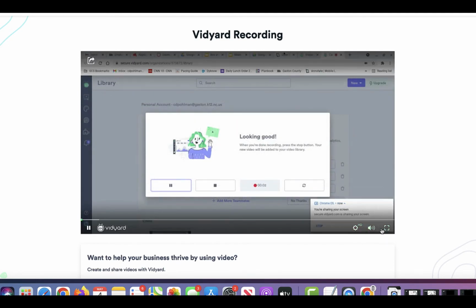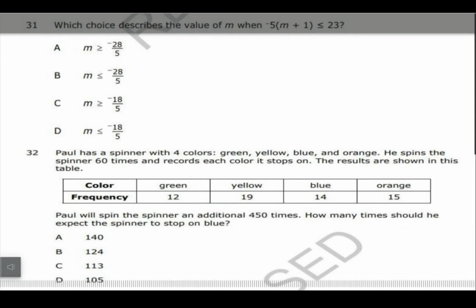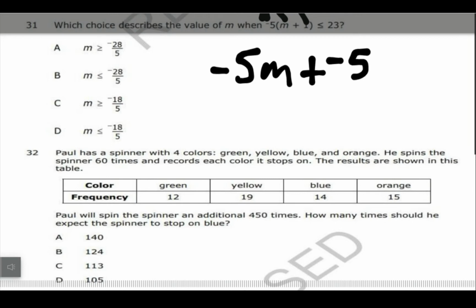All right, guys, I'm going to go through problems 31 through 35 today. All right, so this one we have an inequality with distributive properties, so I need to do the distributive property first. So negative 5 times m is negative 5m, and then negative 5 times positive 1 is a negative 5.